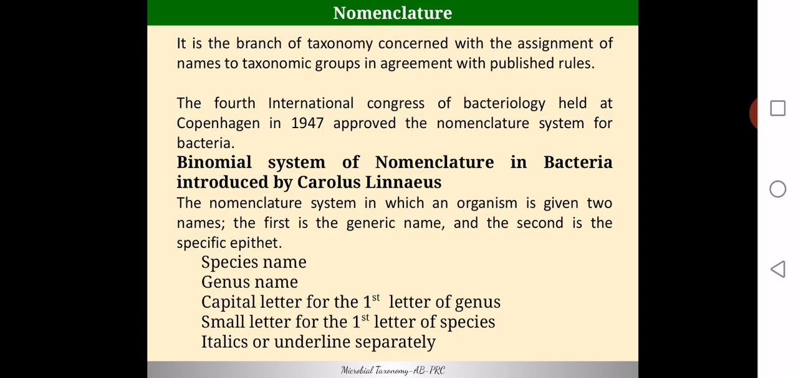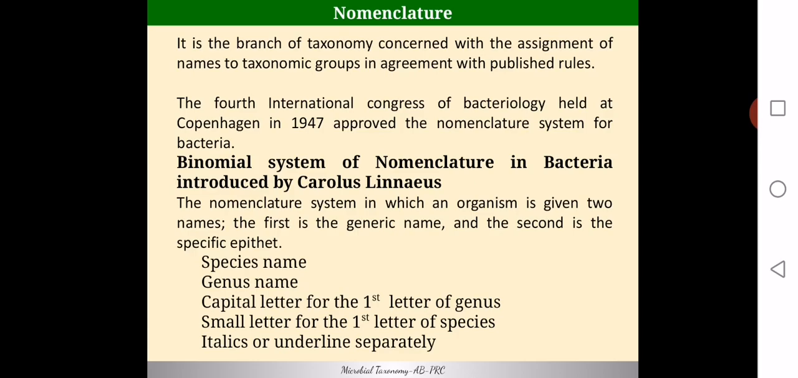We'll start the discussion with nomenclature first. Nomenclature, as already stated, is a branch of taxonomy in which names are assigned to a taxonomic group, and for that we have to follow the published rules. There is a very commonly accepted system for living organisms, which is the binomial system of nomenclature. In bacteria also we follow that. This was introduced by Carl Linnaeus.